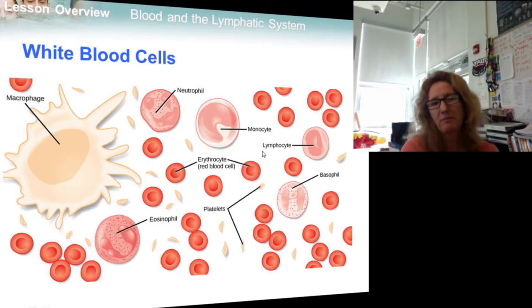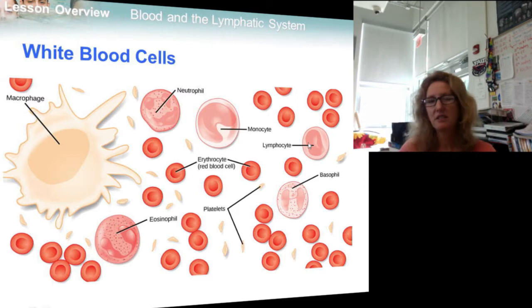There are different types of white blood cells, and they have different protective functions. For example, we have macrophages, right there it is, which engulf pathogens. We have lymphocytes that are involved in the immune response, and there are B lymphocytes, which I don't have here, and then T lymphocytes. The B lymphocytes produce antibodies that fight infection and also help provide immunity, and the T lymphocytes help fight tumors and viruses.